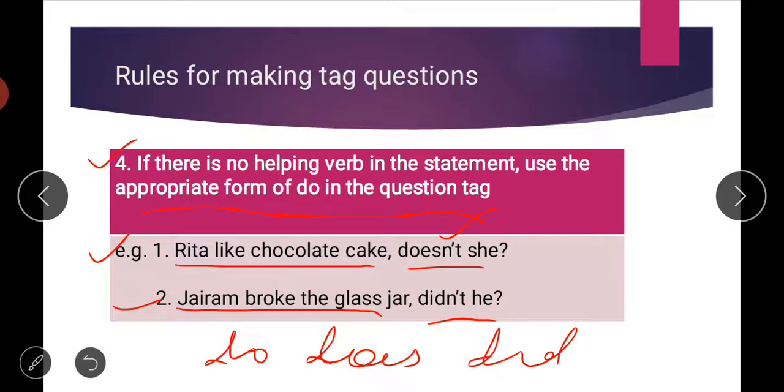Because in case of past tense we have to use the word did, and the statement was positive, so we have used not here. And Jerem is a boy, so that is why we have used the word he for him. So Jerem broke the glass jar, didn't he will be the right tag for the given statement.